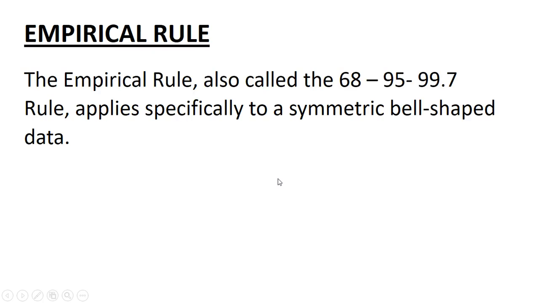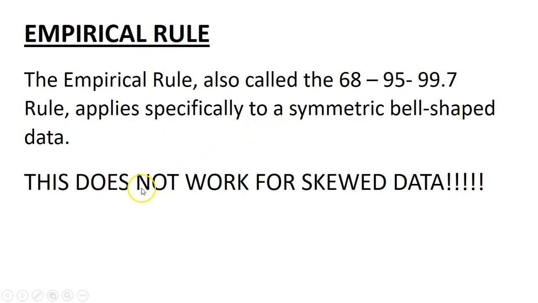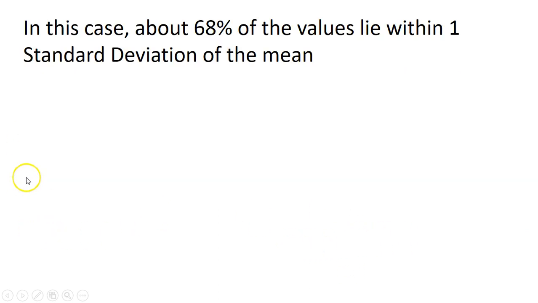We also hit on the empirical rule before, and we'll spiral back to that. The empirical rule is also called the 68-95-99.7 rule. It applies specifically to the symmetric bell curve for data that you're used to seeing. The empirical rule is great, but it does not work with skewed data at all, skewed left or skewed right.